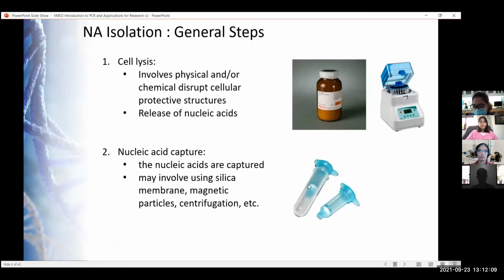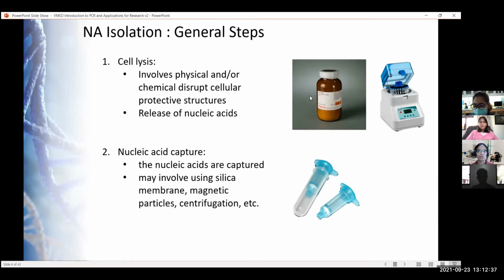Okay, so usually you can do chemical cell lysis. For example, you use detergents or enzymes such as this one, or you can use mechanical disruptions such as this one. So this is using beads. This is using beads to bash the cells in order to disrupt and break apart the cellular membrane.